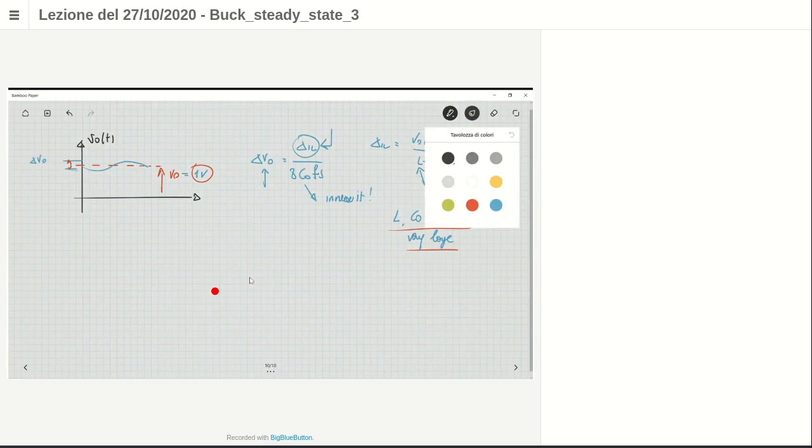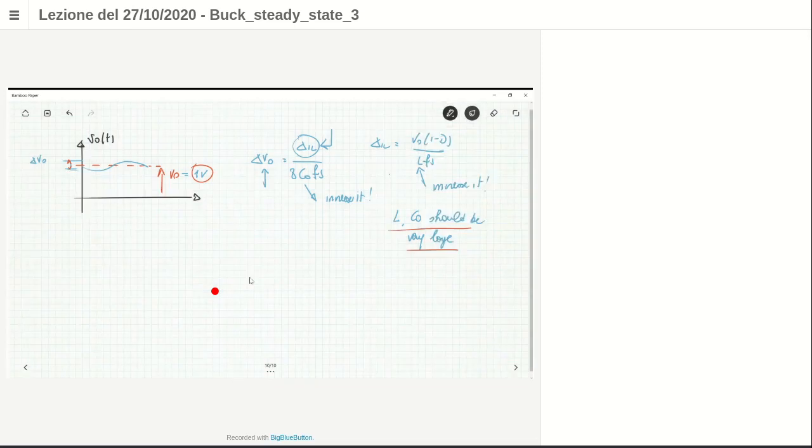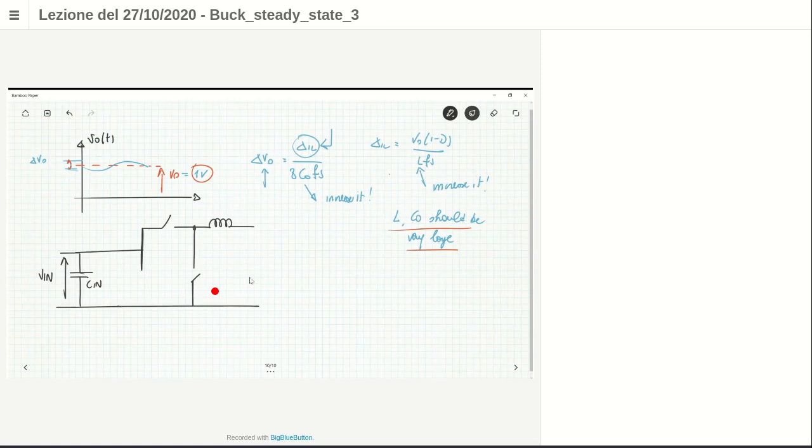Multiphase buck converter means that we put converters in parallel. Suppose that you have, for example, 2 bucks in parallel. In parallel means that I have just a single input voltage, so a single input capacitance, and then here I have not just one buck but 2 buck converters. One is here, and I put another switch here because typically here you can use the synchronous topology.